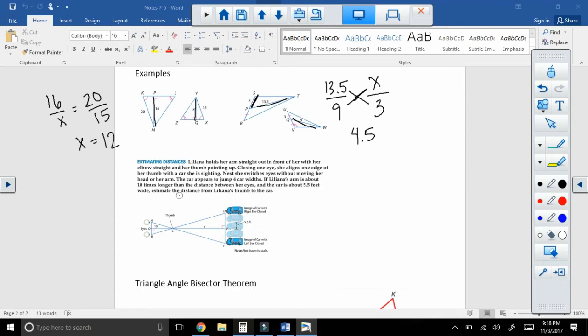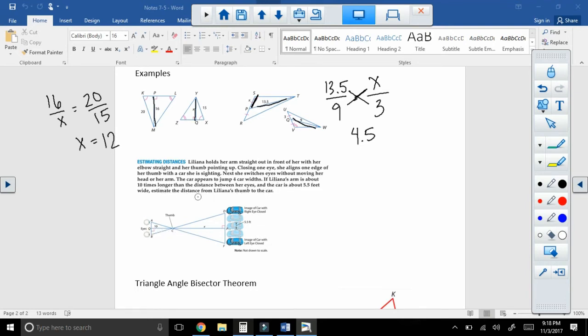And it says that her arm is about 10 times longer than the distance between her eyes. So you wouldn't necessarily know this. It just has to give us this in the picture. So this is 10 times what that distance is.